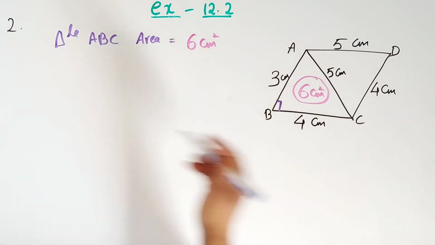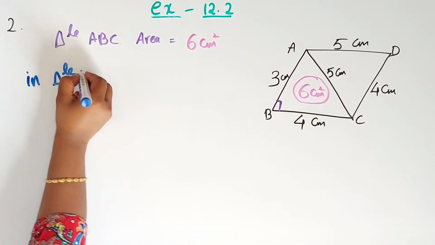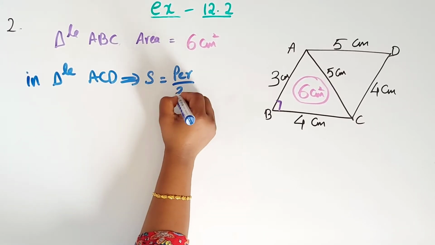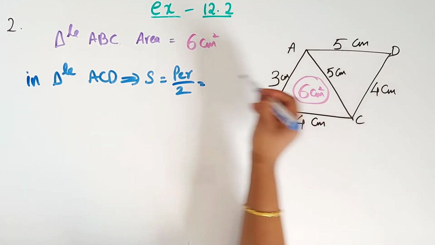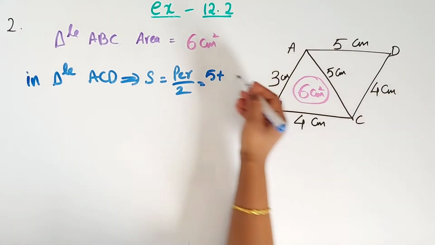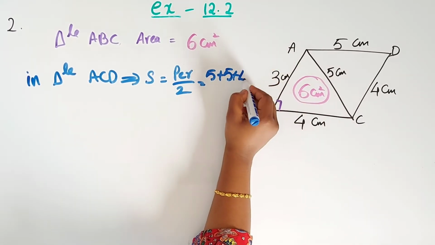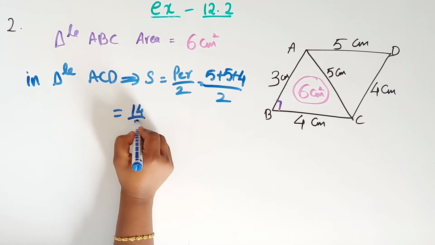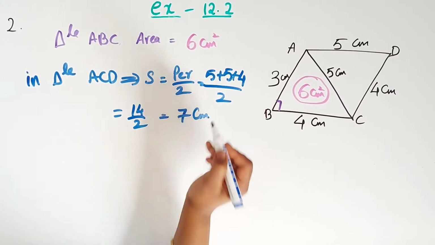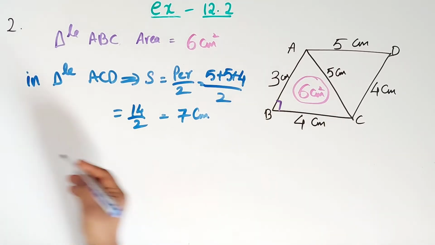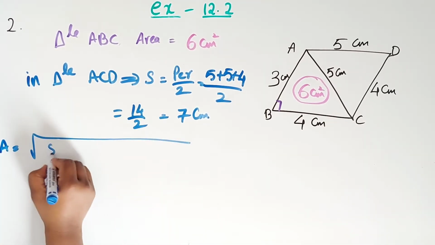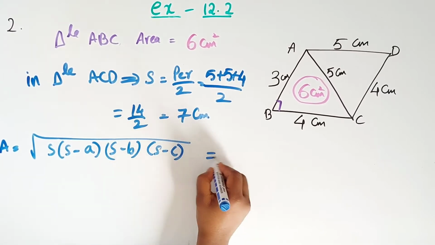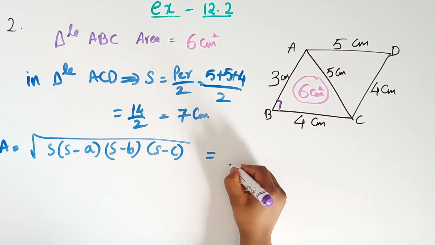Now take triangle ACD, children. In triangle ACD, S equal to perimeter divided by 2. What is perimeter? Sum of 3 sides. 5 plus 5 plus 4 centimeters divided by 2, children. 5 plus 5 is 10, 10 plus 4 is 14, by 2, that equal to 7 centimeters. We know Heron's formula to find out the area, that equal to root of S into S minus A into S minus B into S minus C, children. Correct. Here S equal to 7 centimeters.